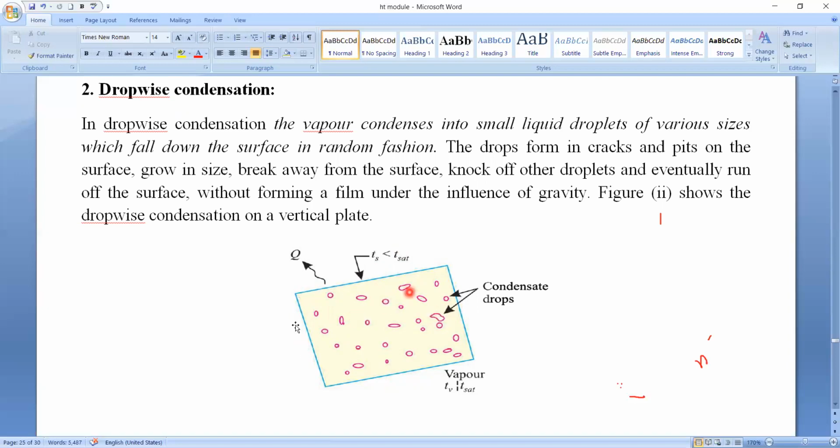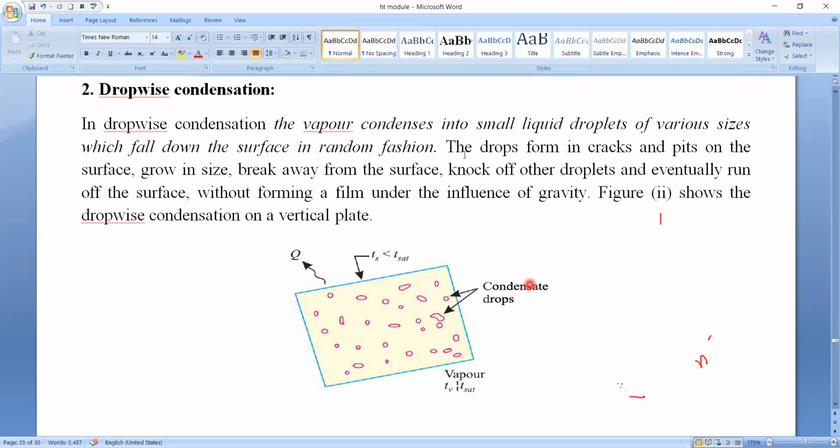But in the dropwise condensation, there will not be any formation of film over the complete surface. In fact, small droplets are formed on some discrete points, where we can find the cracks and the small pits. At these cracks and small pits the small droplets are formed, and as the condensation proceeds, the size of the droplets will gradually increase, and because of the gravitational force, these droplets will fall down.